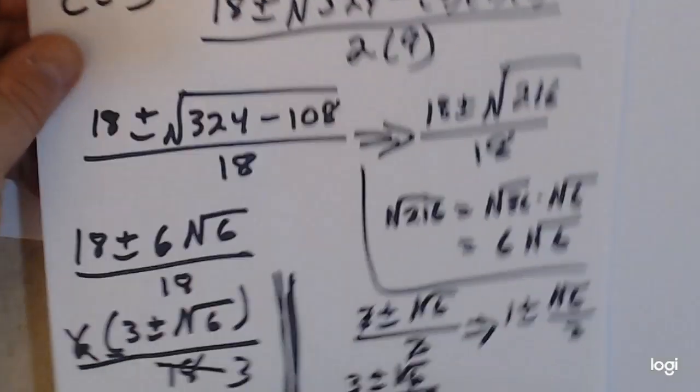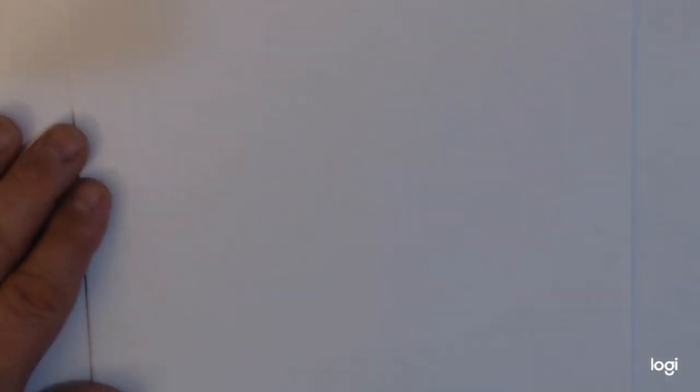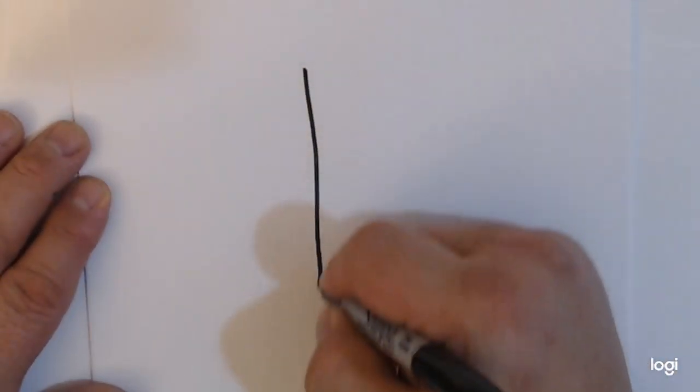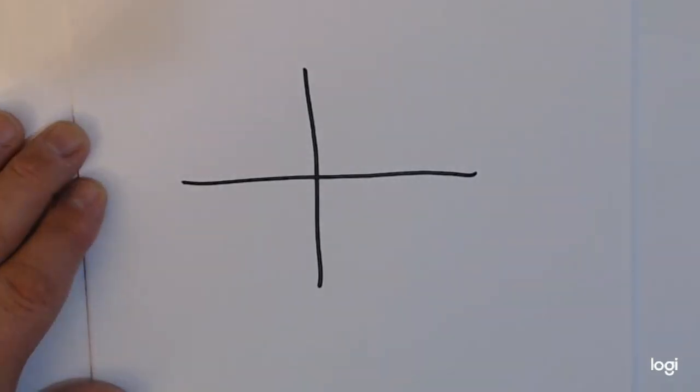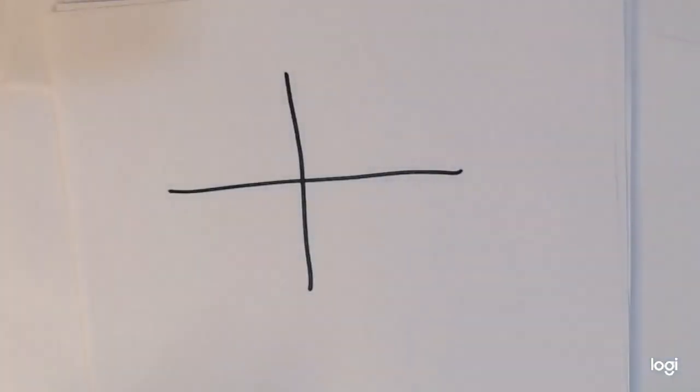Now, let's find the vertex on this thing. So, let's see what this graph is going to look like. I think that might be kind of interesting to do. So we're going to have a graph. And actually, let me just make some quick calculations here.